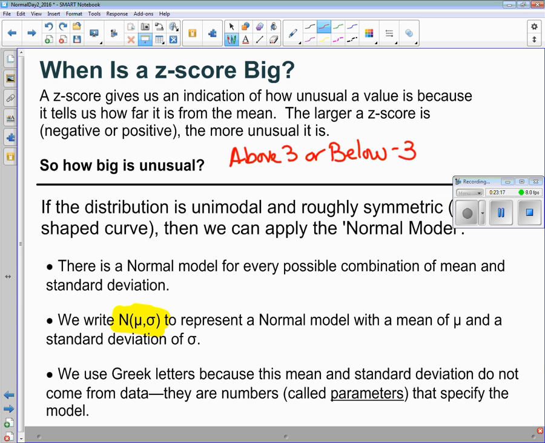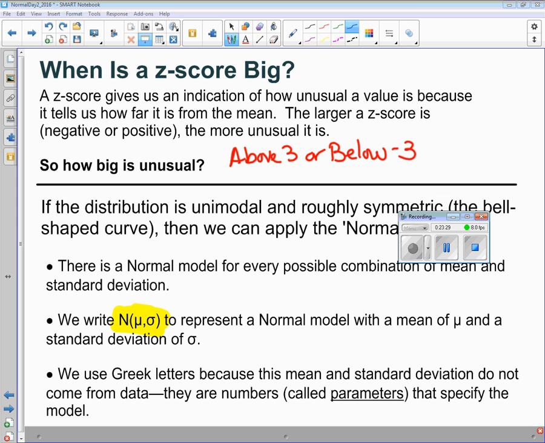Remember, there's millions of normal distributions, right? There's millions of them. There's tall, skinny ones. There's short, flat ones. There's so many of them. So we have to describe it. Let's think about for a minute the birth weight question. How would I describe that again? We were told it was normal. And what was the mean?